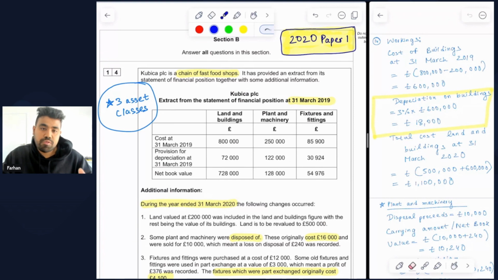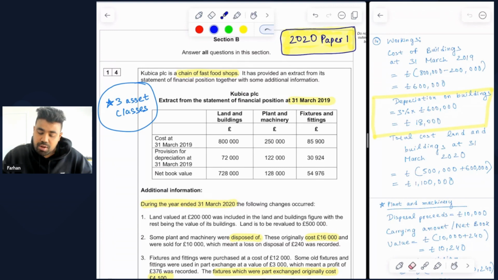And when it comes to the reducing balance method, the percentage that you're given should always be applied on the net book value. So this is the remainder at 31 March 2020 in terms of the net book value for plant and machinery, which is £117,760. And that is our basis for calculating the depreciation on plant and machinery.